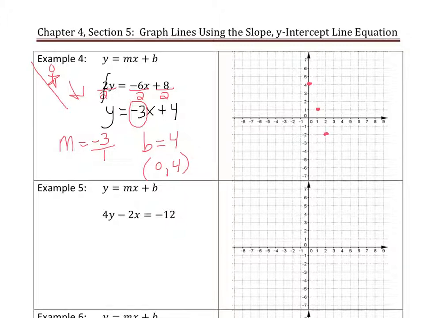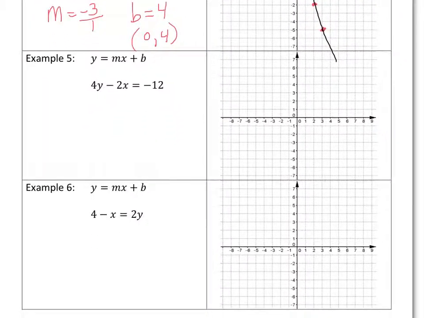I hope you're seeing this. Down 3 and over 1. Do it again. And you can do it in reverse. Up 3 and over 1. And you can draw with your ruler a nice straight line, which is going to look better than mine since I'm just sketching. So this slope here is negative 3, going down 3 for every 1 unit to the right, and the y-intercept is 4.